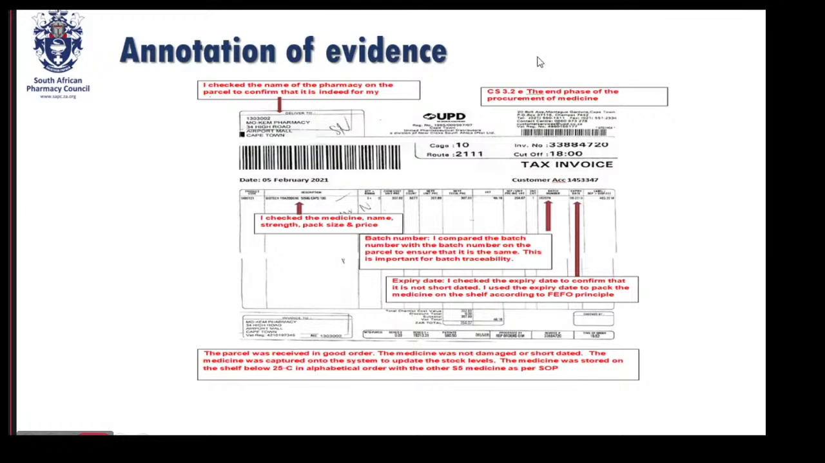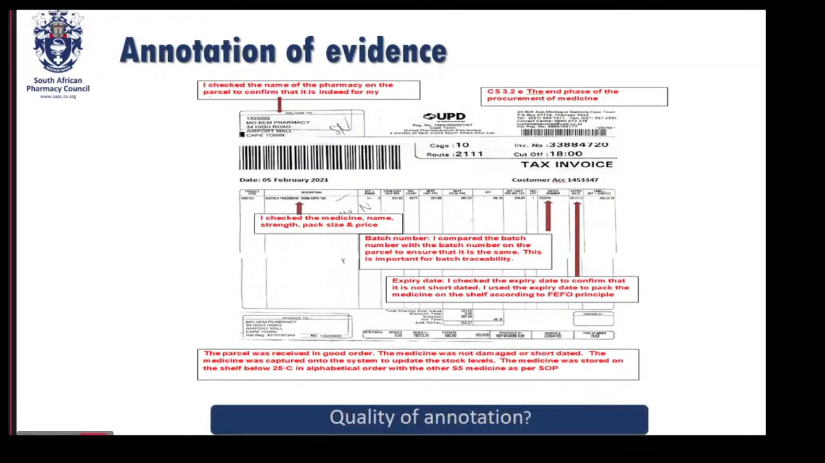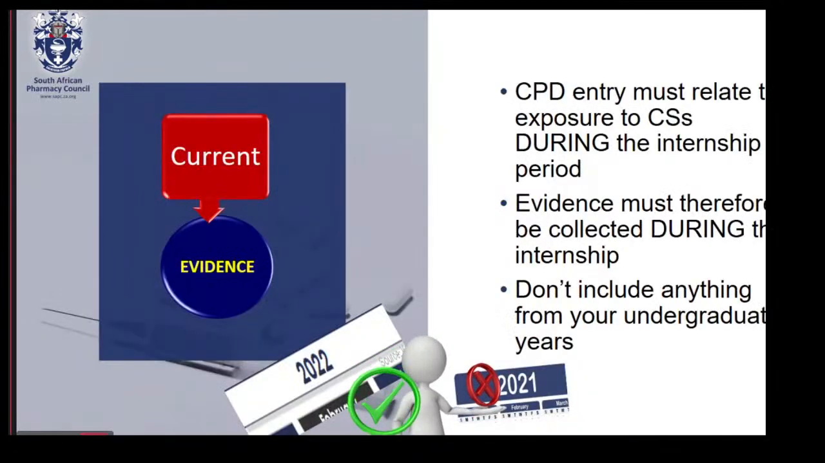So it's very important to link the evidence to the behavioral statement. If this invoice was here and it was not linked, then the assessor and moderator wouldn't have known why you have included this. What are you trying to say with this? But if you link it to a behavioral statement, we clearly know why this is included and what you have done with the invoice. So do you think this is a good quality annotation? Yes, that is, because we now clearly know what the intern did.